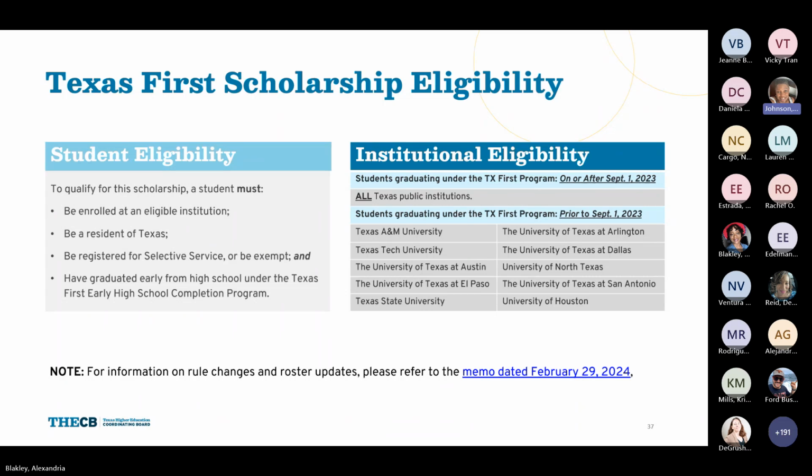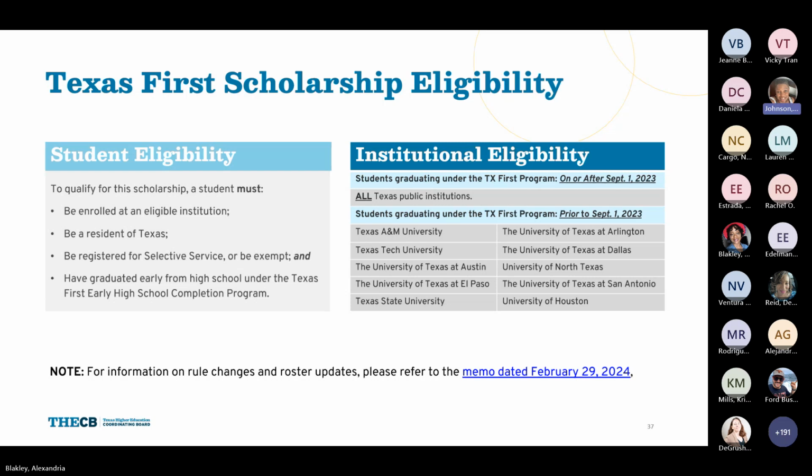One of the rule changes largely impacting the program is the expansion of the scholarship to all public institutions. For instance, students graduating early with a Texas First diploma on or after September 1st of 2023 can use their scholarship at any public institution in the state of Texas.